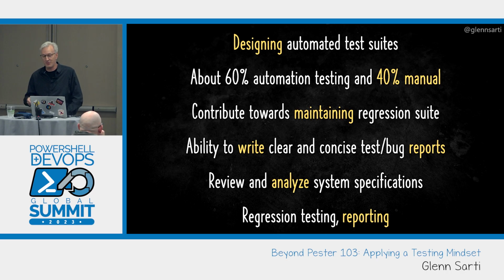So do we actually have any software testers or QA people here today? Yeah, didn't think so. A quick way to find out what people do in a job is to actually have a look at your local job websites or LinkedIn job postings to see what they're asking for. Here are some examples that I found: designing automation test suites, 60% automation, 40% manual, contribute towards maintaining regression suites, ability to write clear and concise bug reports, review and analyze system specifications, regression testing and reporting.